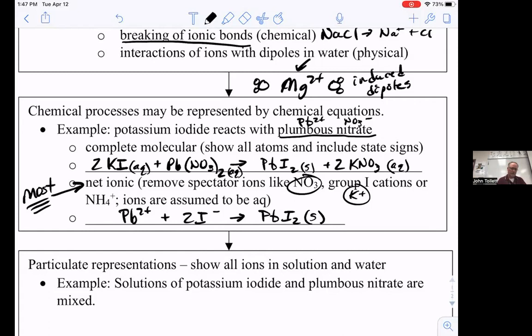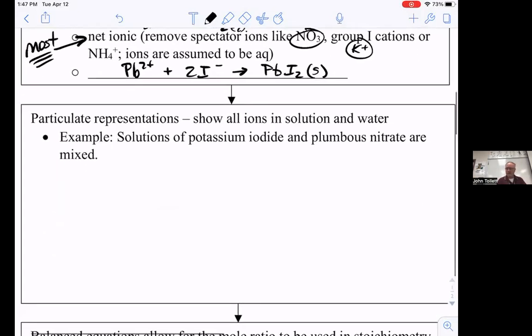So in particulate representations, if we were actually putting these things together, it kind of matters how many of them you have. So if they say things like equimolar, or they say something like equal volumes or equivolume for each of these solutions, then you'll have to make sure that you have the right amount of them.